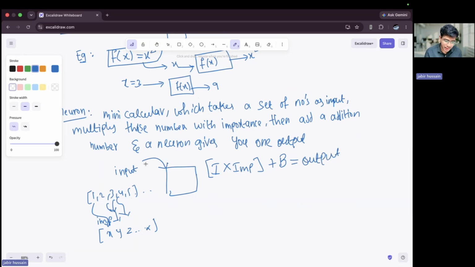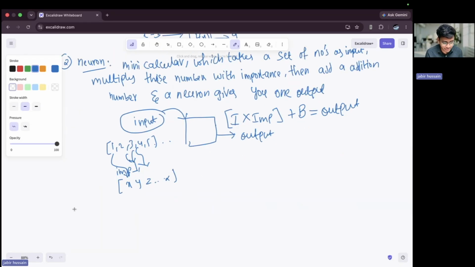So remember, we can take n inputs, but a neuron will always give you one single output. So n inputs, one output, and in between it does some calculations, some math. That's it. That is why we call it a mini calculator. Got it? Now the third definition is weights.